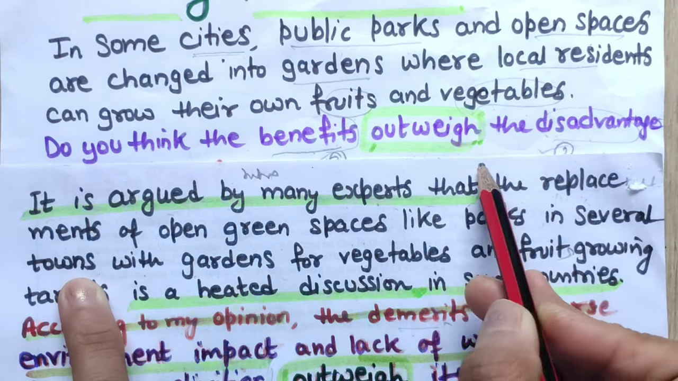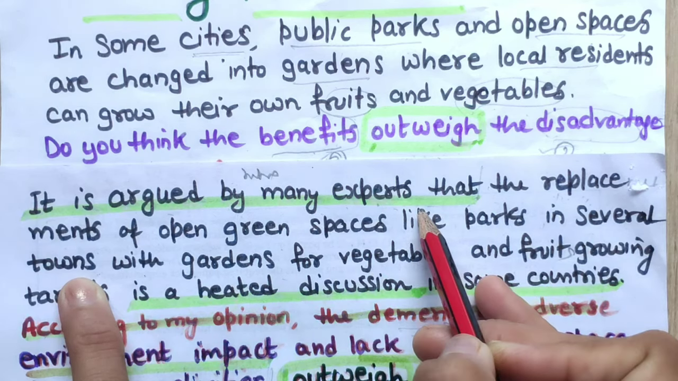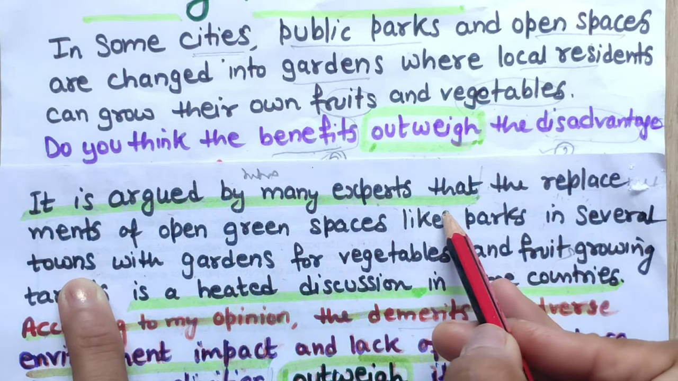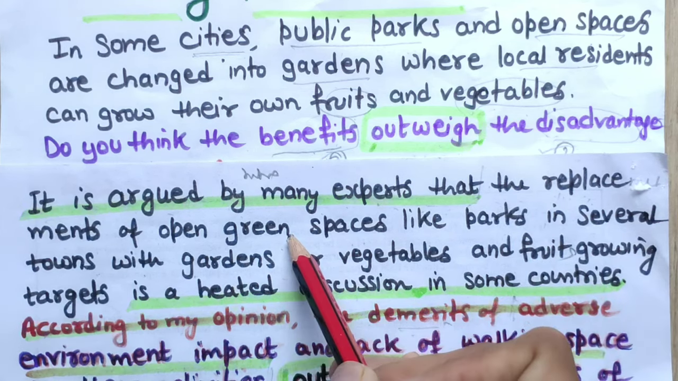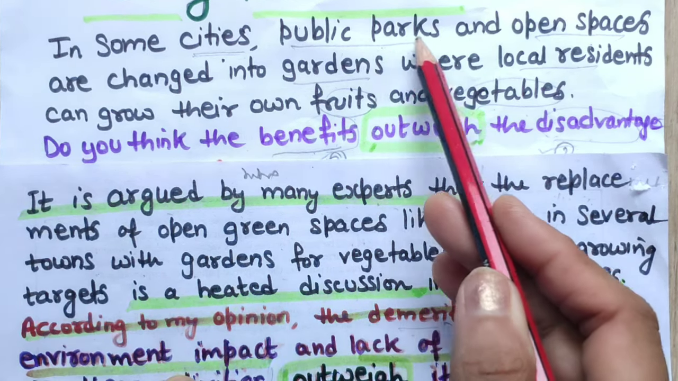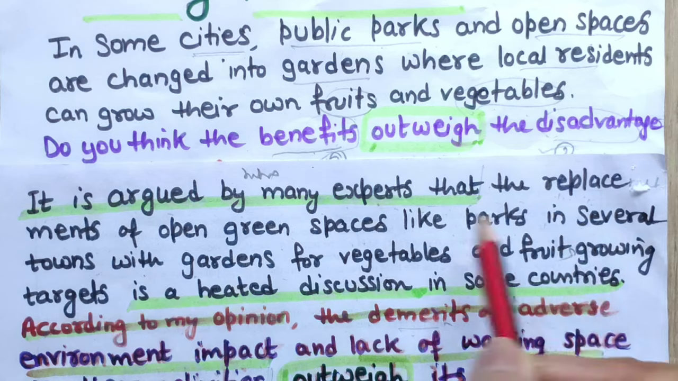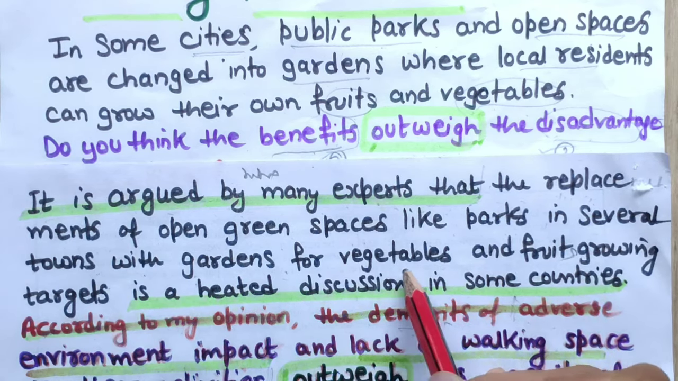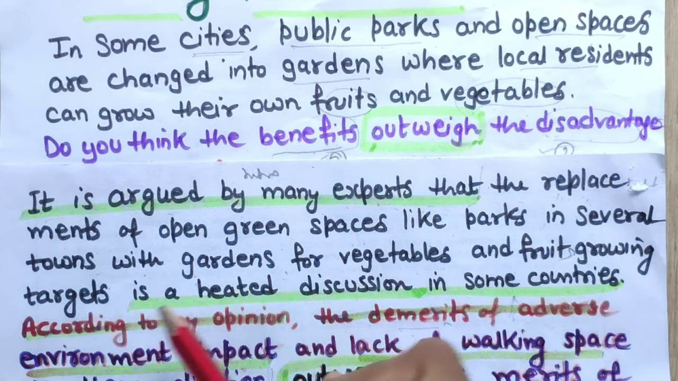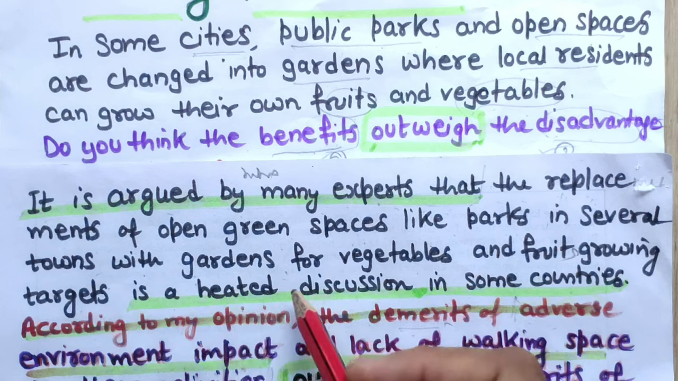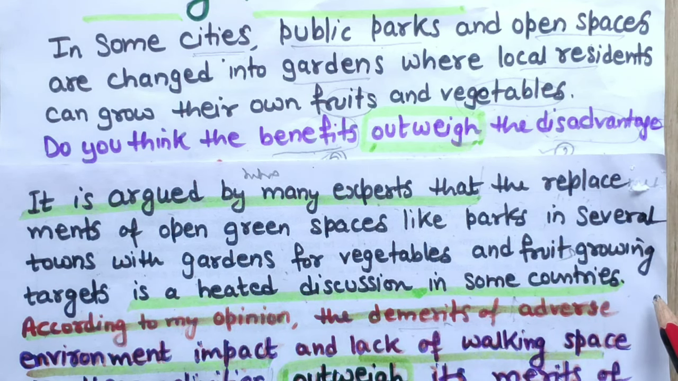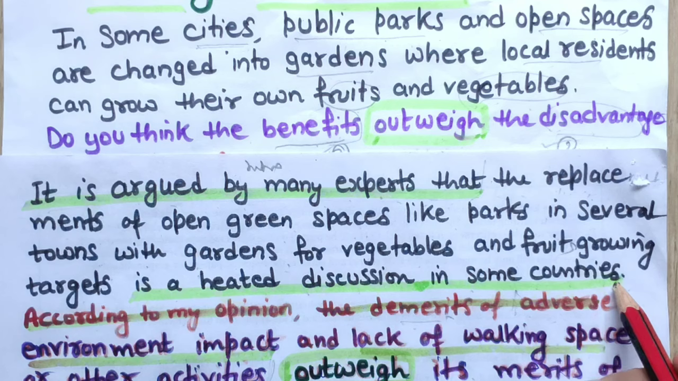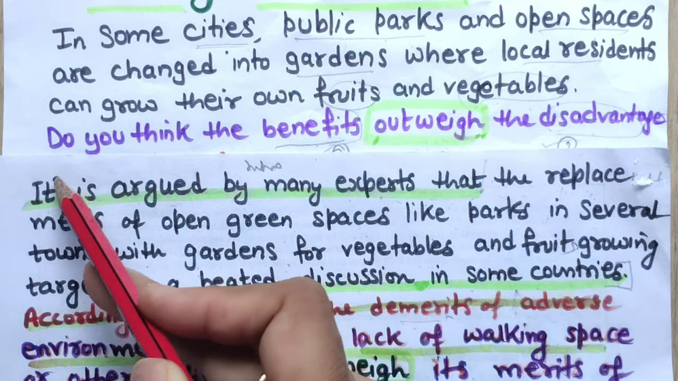Now these green ones, underline whatever I have done, note it down. You can write it down in your introduction also. That the replacement of open green spaces, see this, open green spaces like parks in several towns with gardens for vegetables and fruits growing targets is a heated discussion in some countries, or in some Western countries you can write. Now this is paraphrasing from here to here.